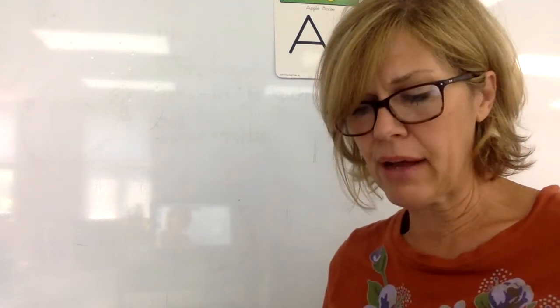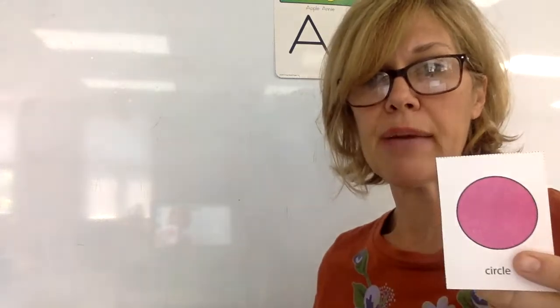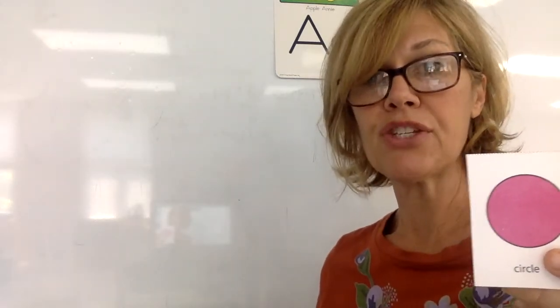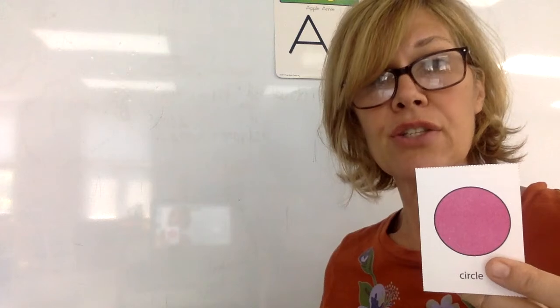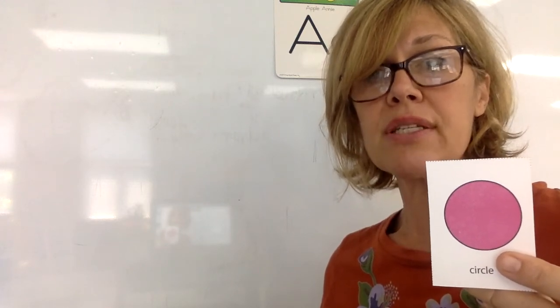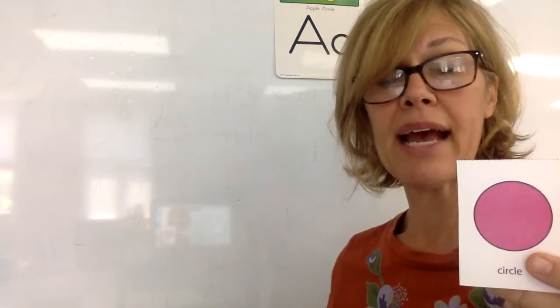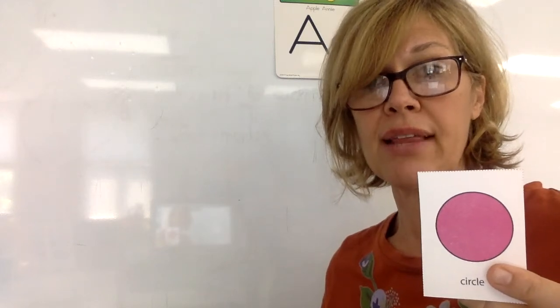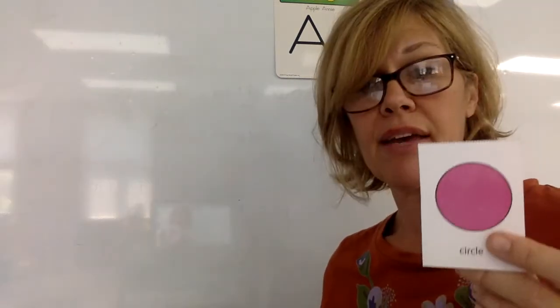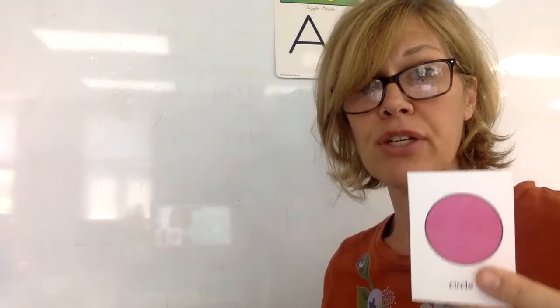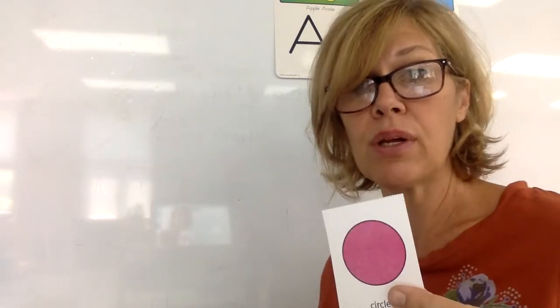Today let's talk about this shape. Do you remember what this shape is called? It's a circle. And a circle is a shape that, if it was made out of plastic or something along that line, it would roll. If I put it down and it was a real object shaped like a circle, it could roll.